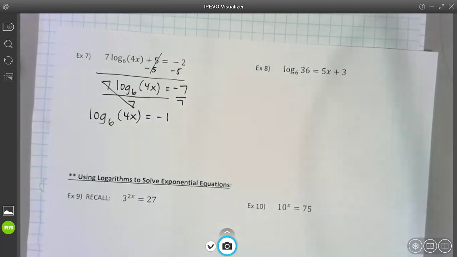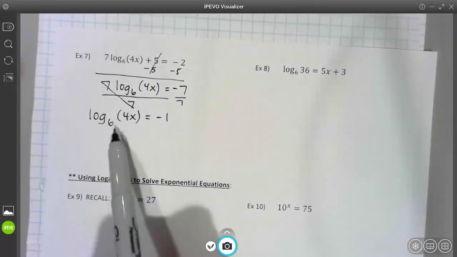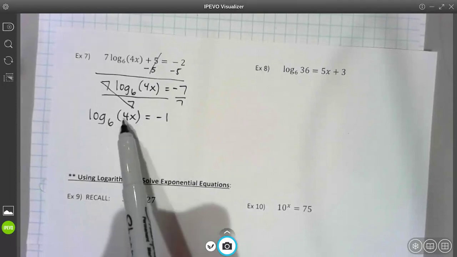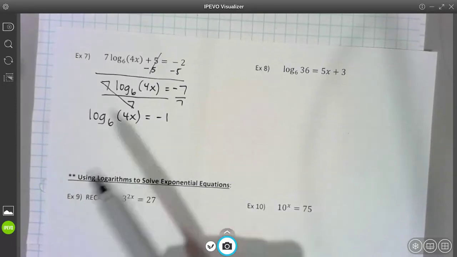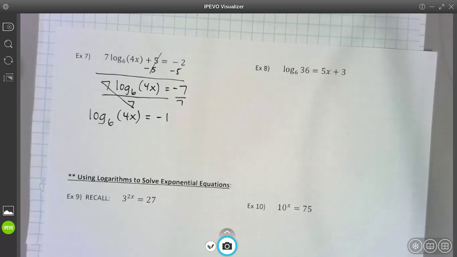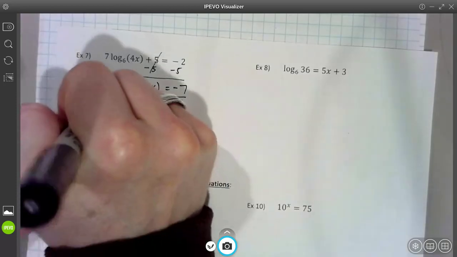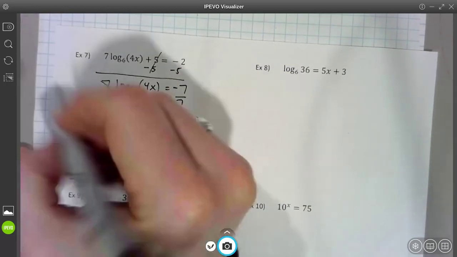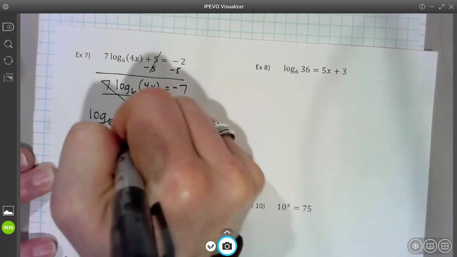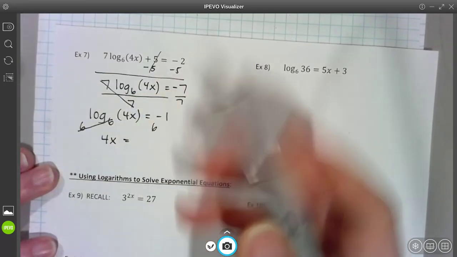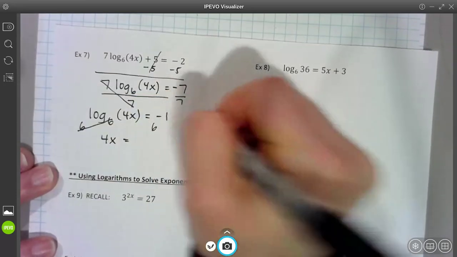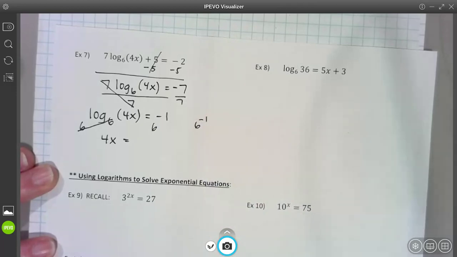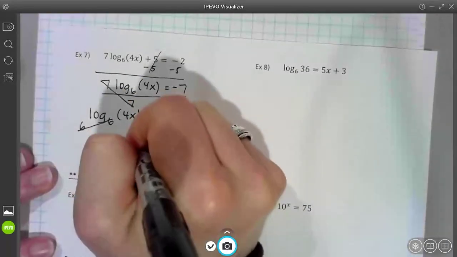All right, so now, like I said, two options. Log loop your way out, 6 to that power equals that answer by converting it to exponential form, or who's going to undo a base 6 log? A base 6 exponential. So let's base both sides to a base of 6. So they cancel each other out. I'm left with 4x. Guys, you're left with 6 to the power of negative 1. 6 to the power of negative 1 is 1 over 6. So I'm going to put 1 over 6.